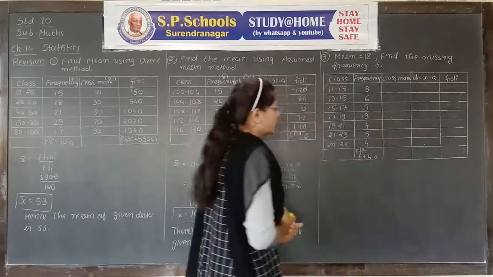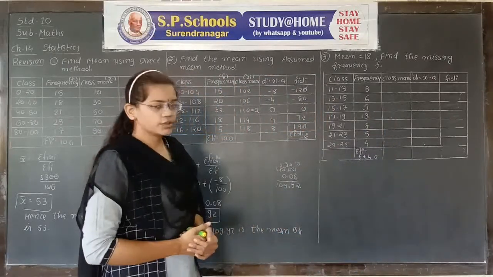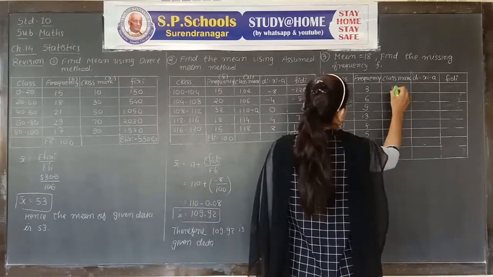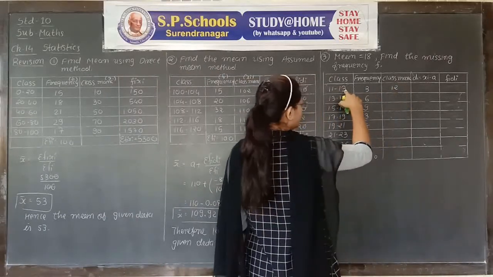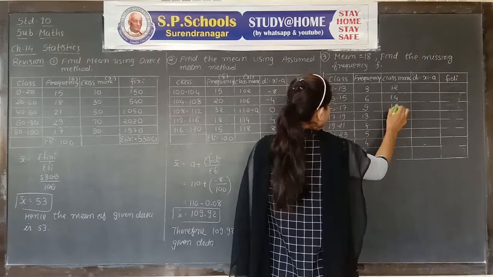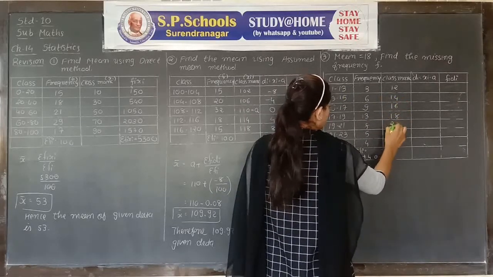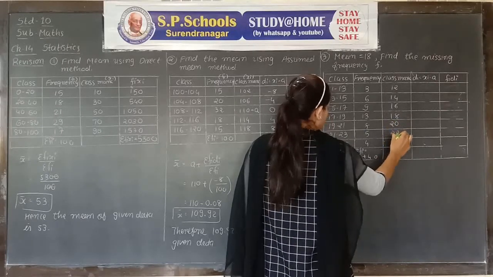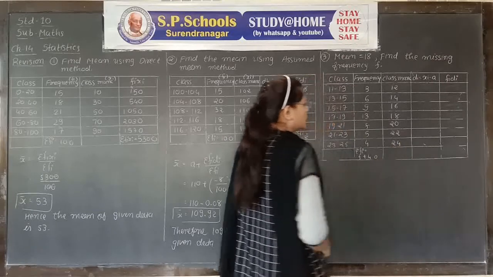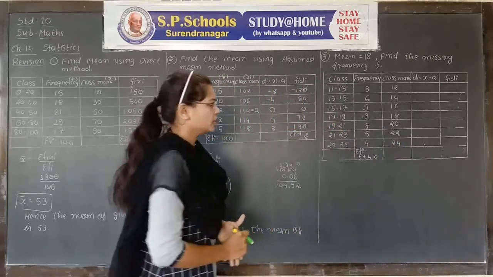Now we find the class mark. To find the class mark, first of all decide the class size h, which is 2. 11 plus 13 is 24 by 2, which is 12, then 14, 16, 18, 20, 22 and here is 24. The class marks are obtained here. Now for di.